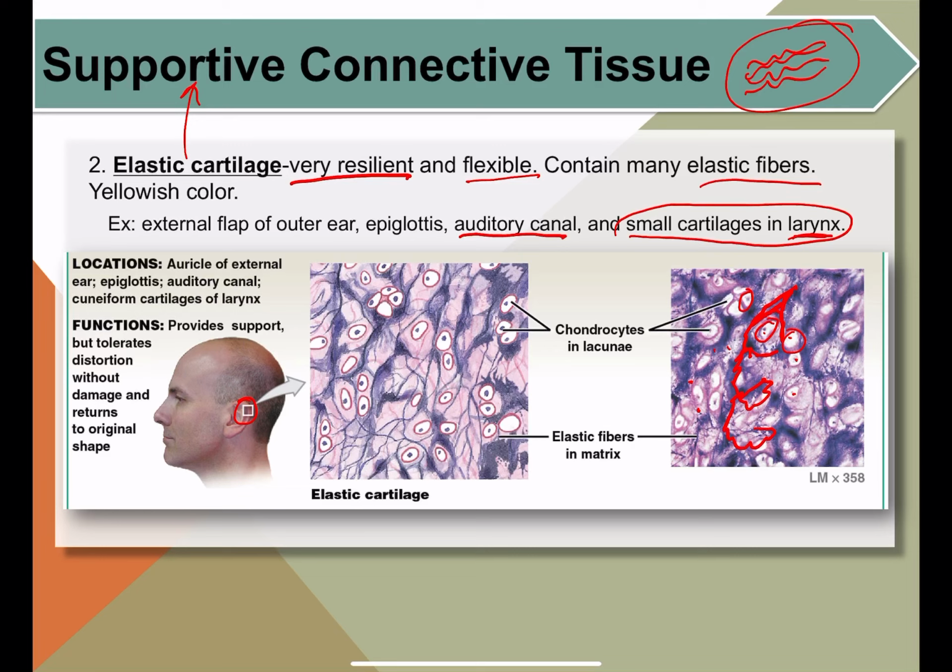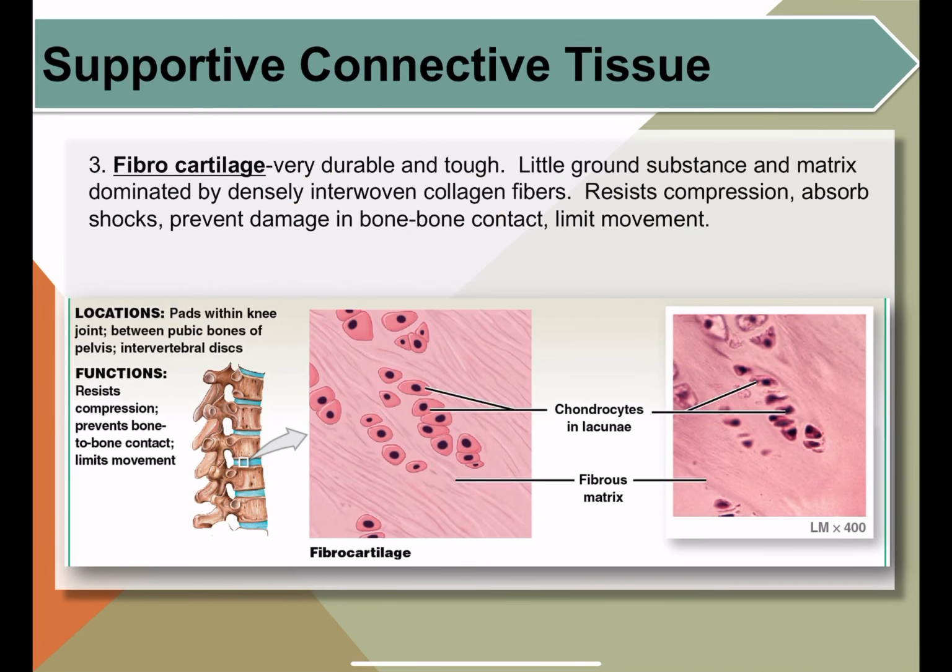That's why there's all these purple lines around them, okay? So purple lines around them means elastic cartilage. And then the last type of cartilage is called fibrocartilage, which is the most durable and toughest of the three. That's why it's fibrocartilage. Sounds like, ooh, fiber, lots of fiber and power, okay?